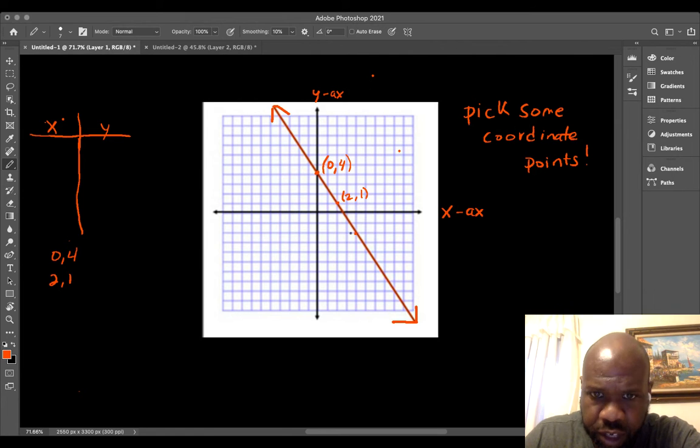All right, let me look at another point. This one right here that I had already done. How many places do I count over? 1, 2, 3, 4, and I go down 2. So that would be 4, negative 2. Remember, if you go downwards on the y-axis, this is negative. If you go to the left on the x-axis, this is negative as well. So that would be 4, negative 2.